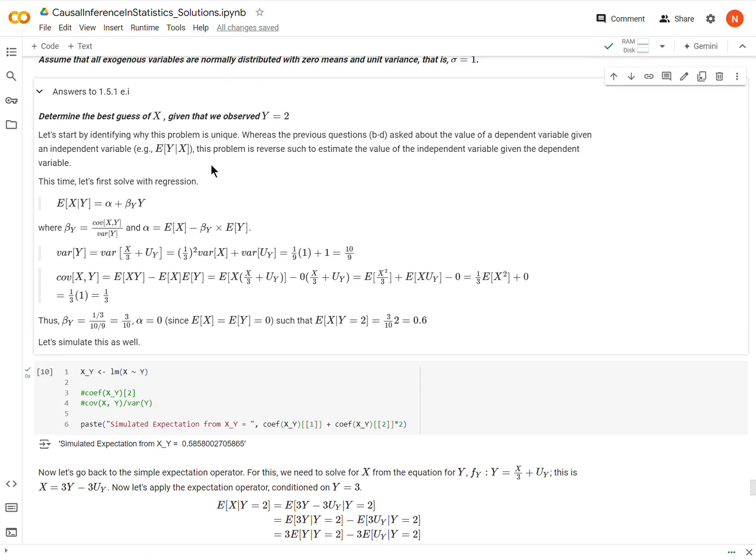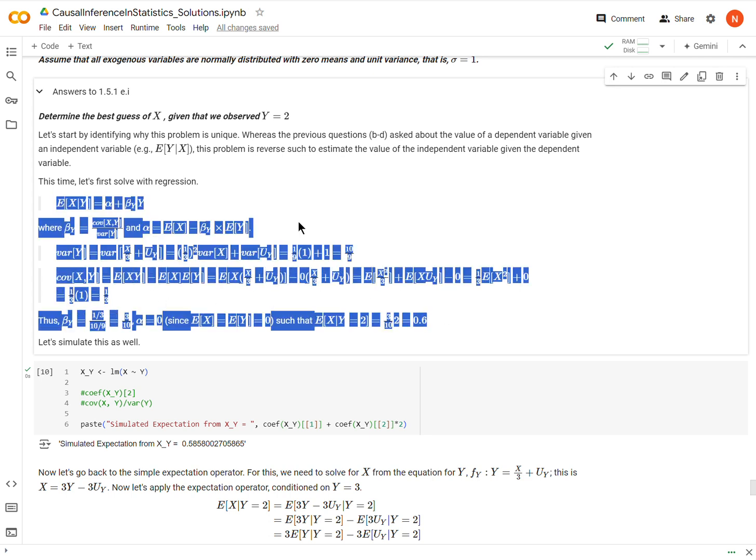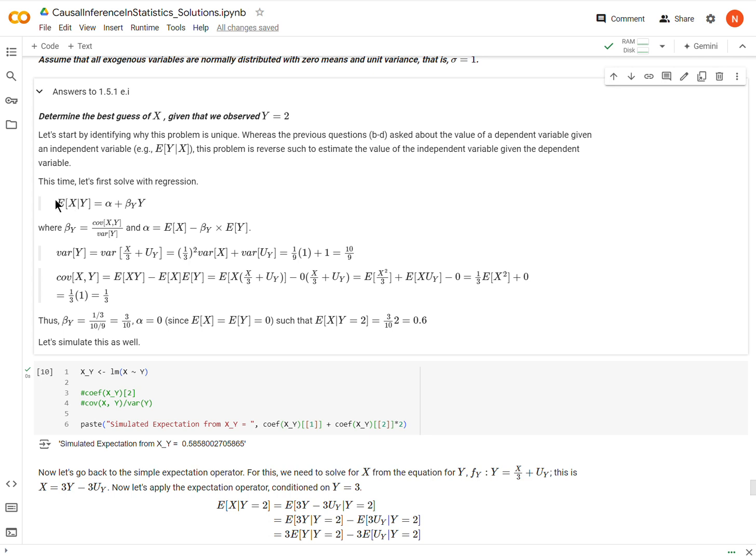Again, we're going to use both ways of solving this. We're going to use simple expectation, and we're also going to use linear regression. But I'm going to start with linear regression because in this case, even though the math has up until now been more convoluted, it's actually simpler. So if I have the expectation of x given y, it becomes this equation right here, and we can get beta y, it's just this right here, and ultimately what we get is that the expected value of x given y equals 2 is 0.6.